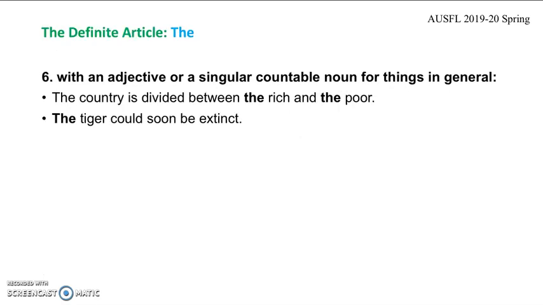The definite article the is used with an adjective or a singular countable noun for things in general. For example, the country is divided between the rich and the poor. In this sentence, instead of saying rich people or poor people, we just keep the adjective and we say the rich and the poor because we talk about them in general. The tiger could soon be extinct. Here, the tiger is a singular countable noun, and it refers to tigers in general, not a specific tiger.